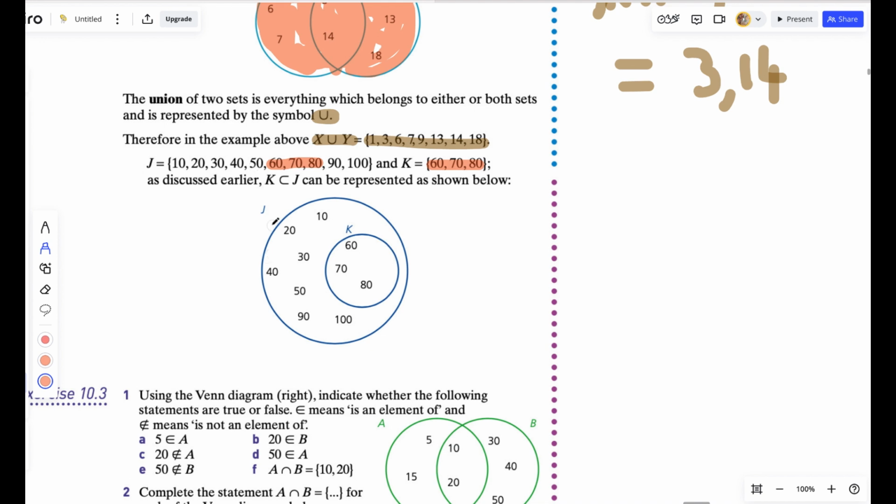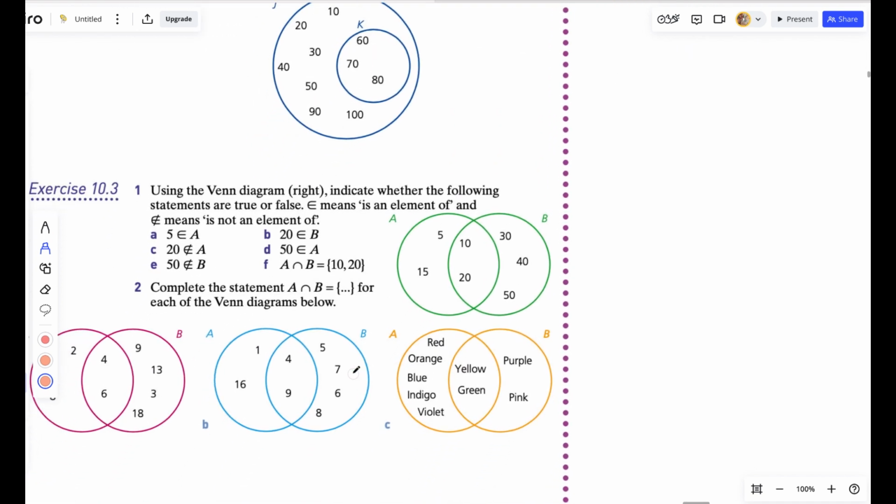So how do you show it in a diagram? First of all, you draw the big one, which is set J. You write 10, 20, 30, 40, 50, and when you reach 50, you go straight to 90 and 100. Now for 60, 70 and 80, you draw K inside J because it's a subset of it, and you put 60, 70, 80 inside K. Because K is found inside J, these numbers are also inclusive of J. Is that okay? So that's it for subset and proper subset.